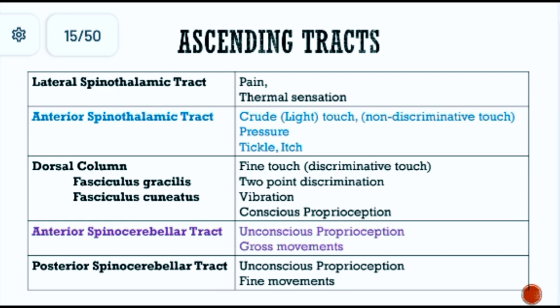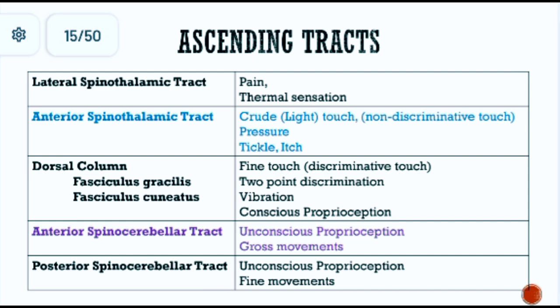Then the anterior spinothalamic tract, what is it for? Remember I said it's for light touch, which we also call crude touch. Then it's also for non-discriminative touch. It's also for pressure, tickle, and itch. So that is carried in the anterior spinothalamic tract. So when you damage that tract, you are going to lose all those things.